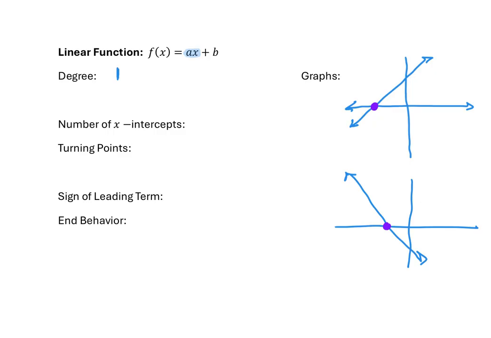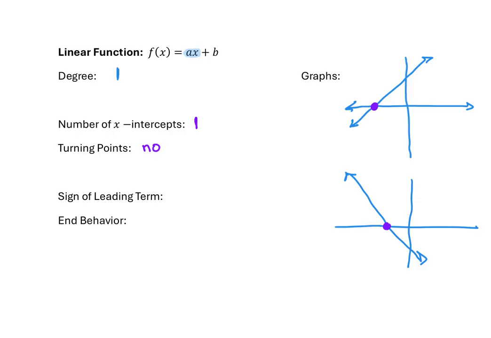All right, so every linear function that has a slope that is not 0 has one x-intercept. Because linear functions are either strictly increasing or strictly decreasing, we have no turning points. Remember, a turning point is going from increasing to decreasing or vice versa.